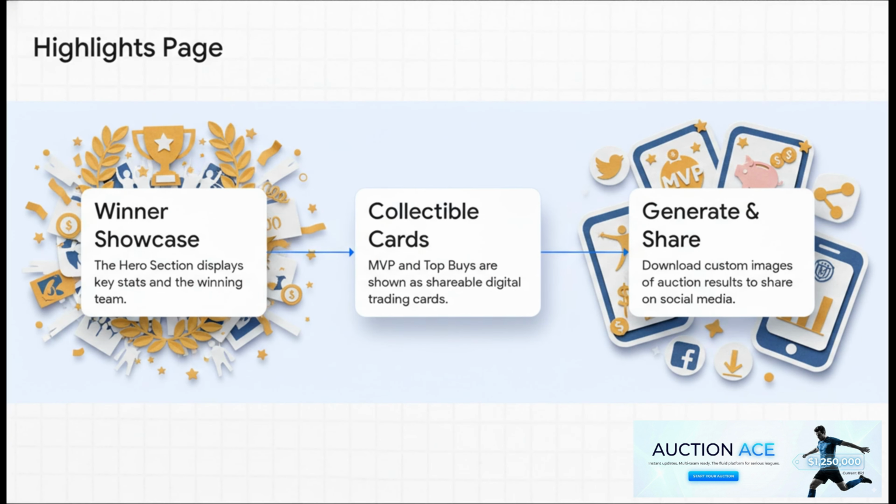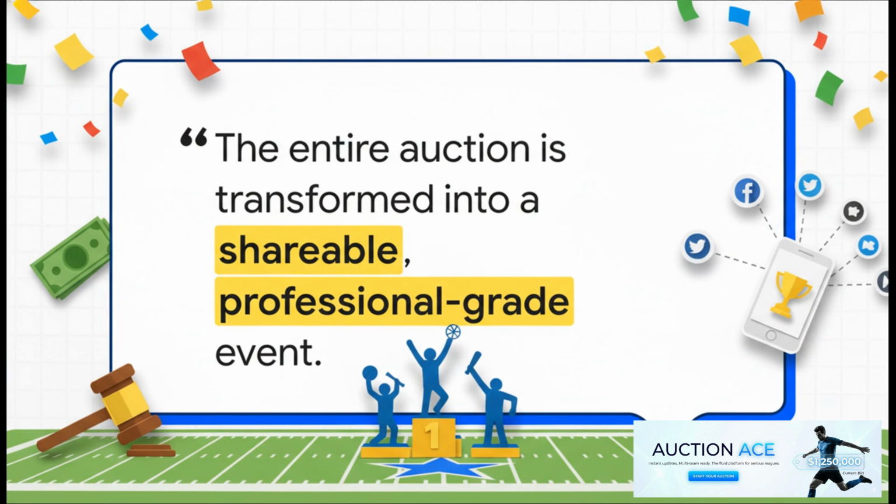This page is honestly brilliant. It starts with a big winner showcase, putting the champion team and their stats right up front. Then, it does something really cool. It creates these awesome digital trading cards for the MVP and the top buys. And finally, you can generate and download custom images of all the results, ready to be shared on social media for bragging rights.